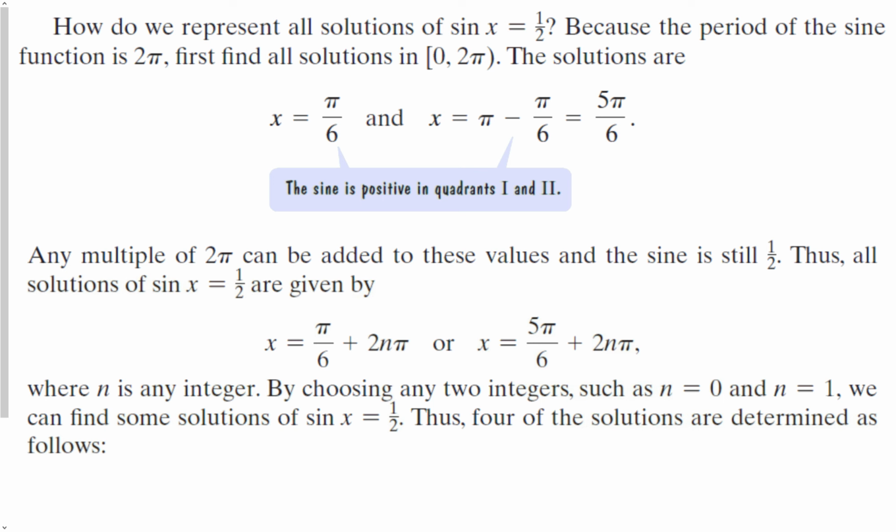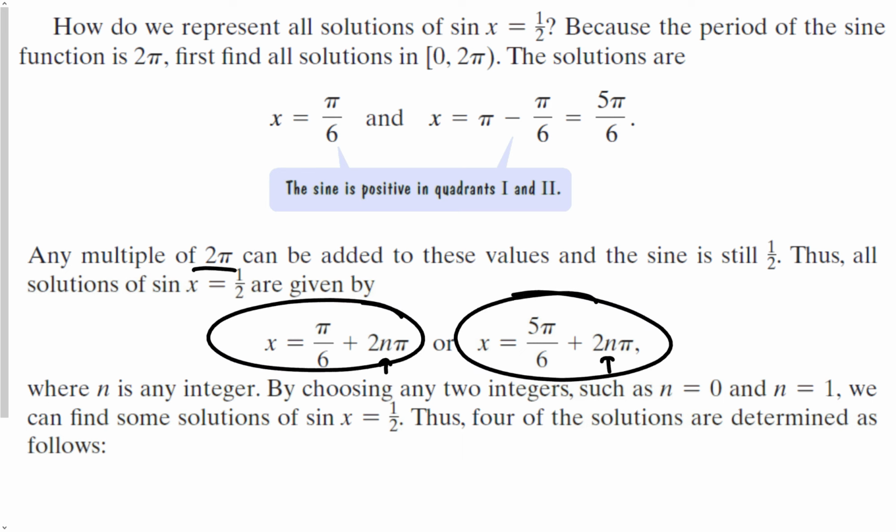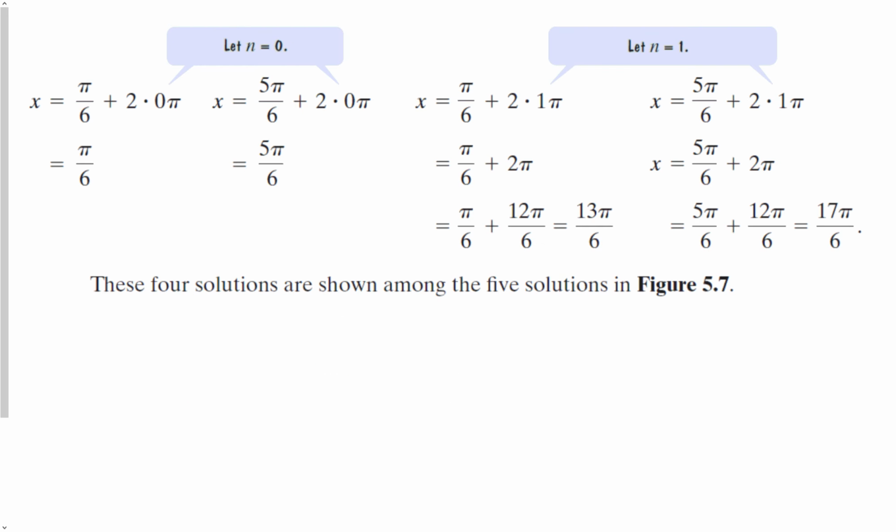Then any multiple of 2 pi, because of the periodic nature of the sine function, every time we add 2 pi, we're still going to get something that satisfies this equation. So that means that we can take 2 pi and multiply it by any integer we want. That's where this n comes in. So these two equations now represent all possible solutions of our first equation.